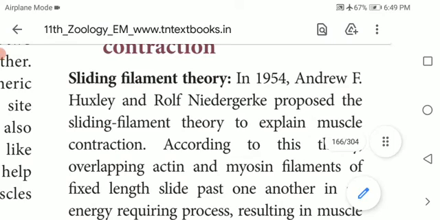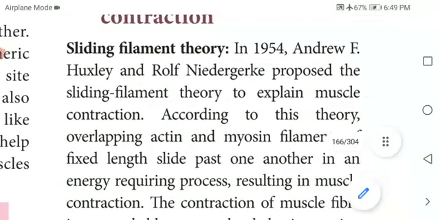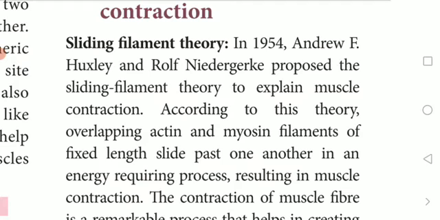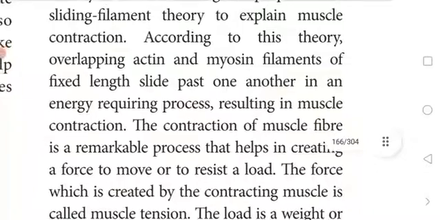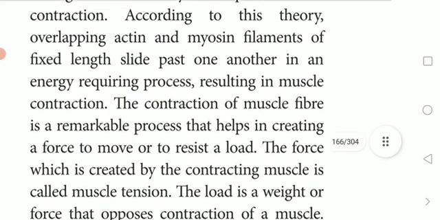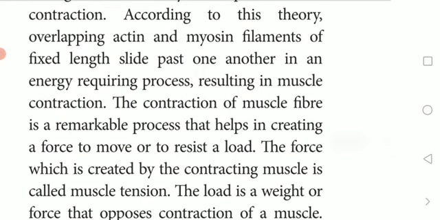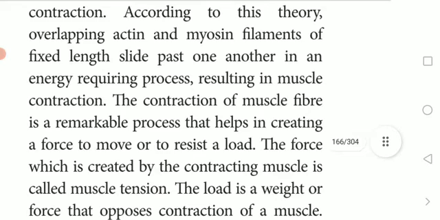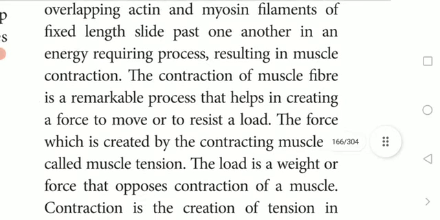Take out your textbook and underline this. According to this theory, overlapping actin and myosin filaments of fixed length slide past one another in an energy-requiring process, resulting in muscle contraction. The contraction of muscle fibers is a remarkable process that helps in creating force to move or resist a load. The force created by the contracting muscles is called muscle tension.